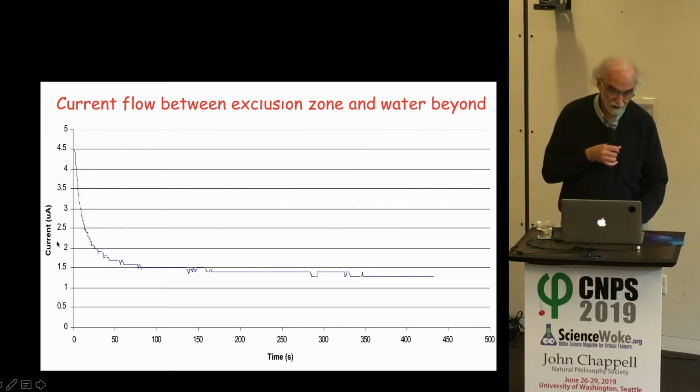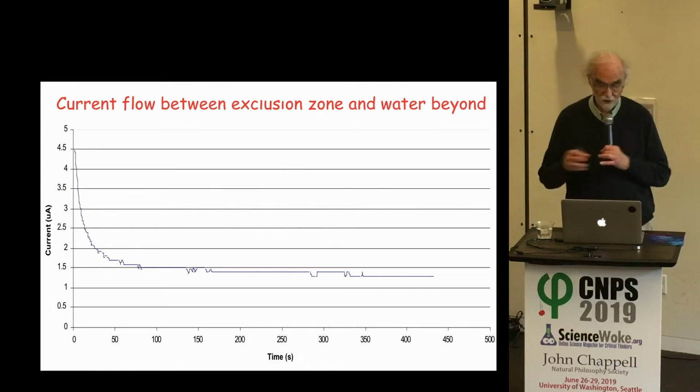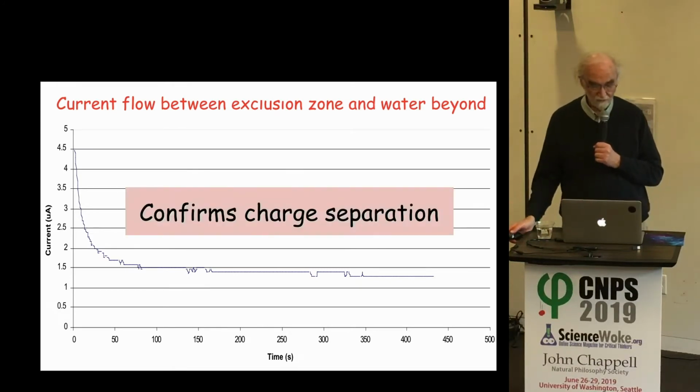This axis is current and this axis is time. And you can see it starts at a so-called high level and goes down, but it doesn't go to zero. Zero is here, it goes down to some plateau level. So there's a steady current flow from plus to minus, which told us that our idea that the water molecule is getting split into positive zone and negative zone made sense. There's a charge separation that occurs. And we were pleased with that result.